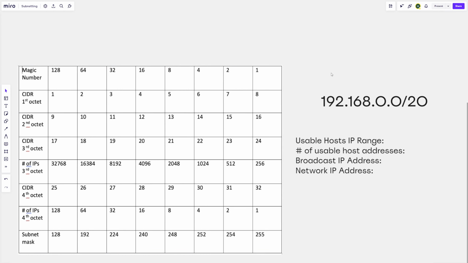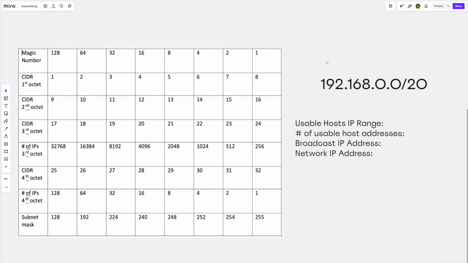So a typical problem you'll have here is an IP address, a network address with a CIDR attached to it. Let's just say one of your clients wants to know, hey, I got this 192.168.0.0 CIDR of 20. I want to know what the usable host IP address range is, what the starting point is and what the ending point is, so that I know what I can allocate to my hosts.